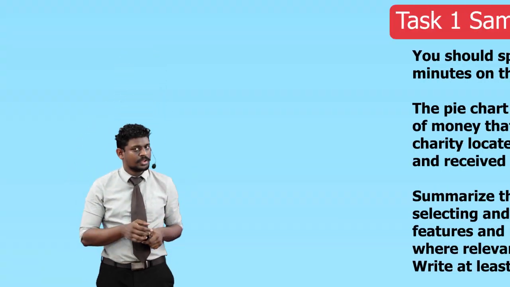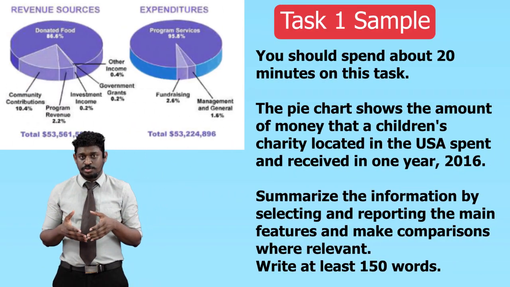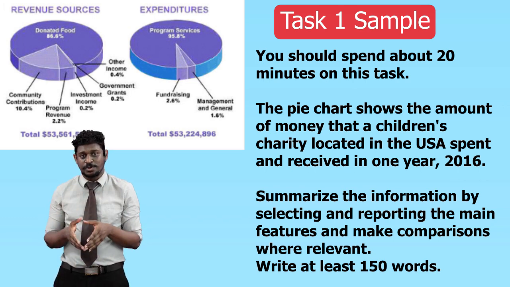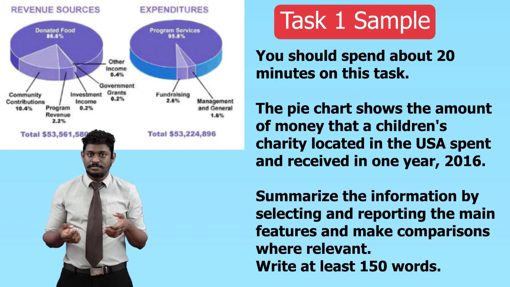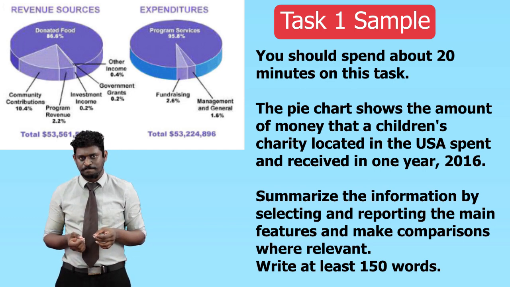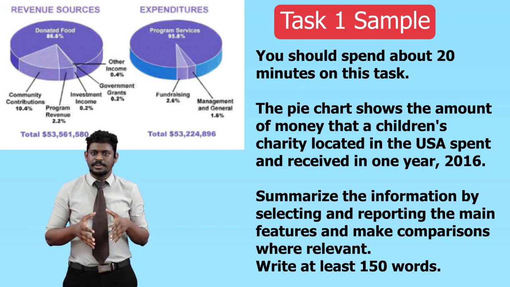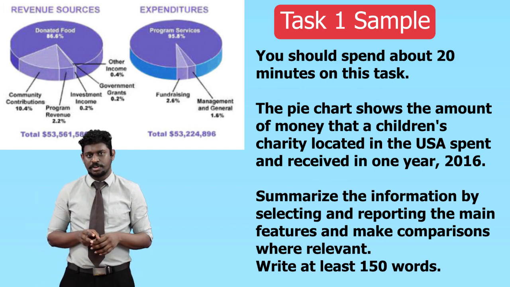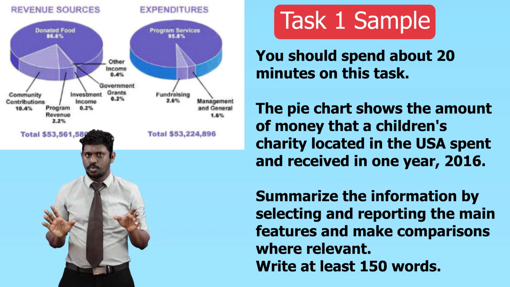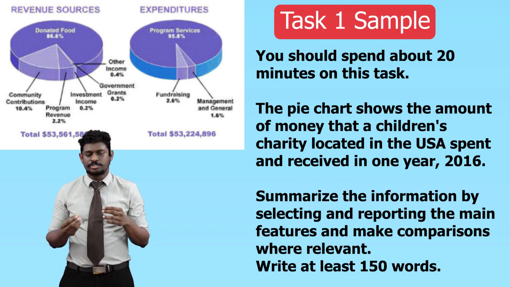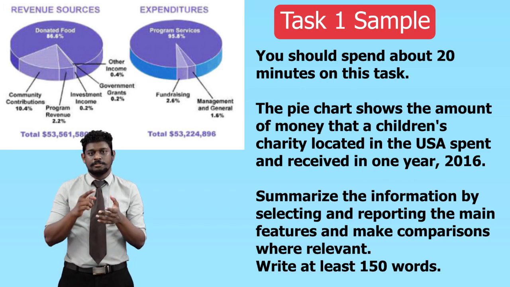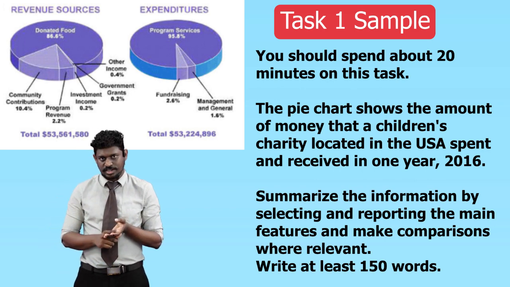This one. The pie chart shows the amount of money that a children's charity located in the USA spent and received in 1 year, 2016. Now, how can we paraphrase this question? We are going to be looking at two techniques of paraphrasing. Now, bear in mind that there are quite a few different ways of paraphrasing, but we are focusing on two of them today. Right? The first is using synonyms.